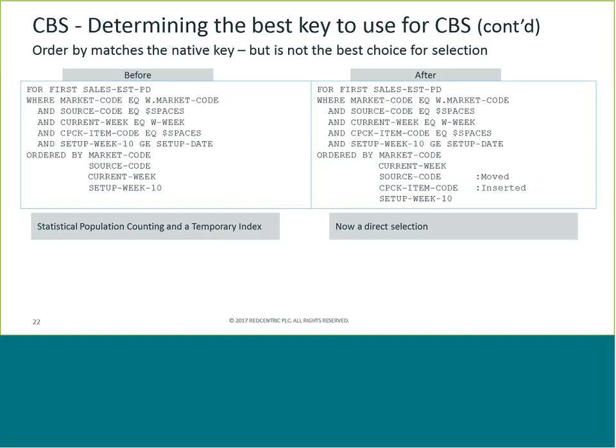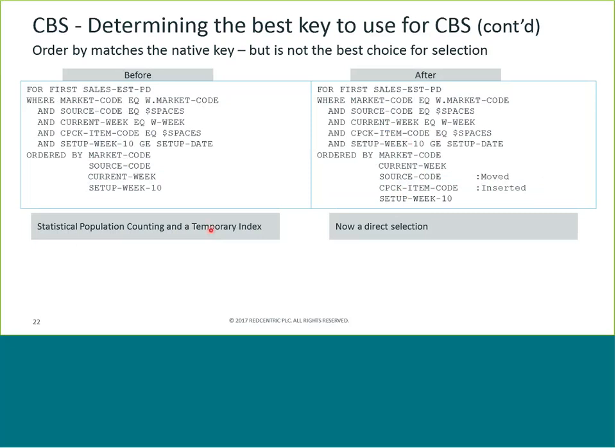On the right-hand side, we can see the corrected FOR construct in here. So what I've done, I've moved the source code to a different location. It's moved after the current week, which makes no difference because both source code and current week were specified as equalities. Again, it's going to retrieve the same rows in the same order. I inserted an extra column in here, which again is specified in here, and that does now match the key.